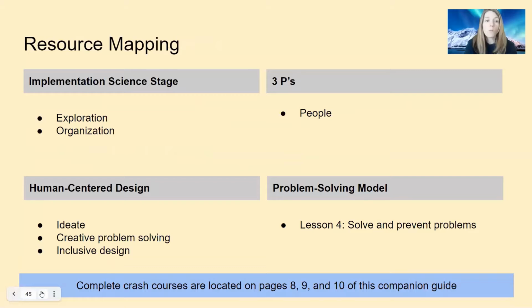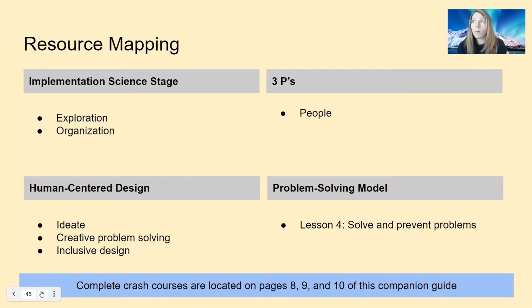Okay, so resource mapping. If we take a look at the crash courses in your original companion guide, but also in this companion guide, they're located on slides 8, 9, and 10. The resource mapping process fits into several different areas of some of the crash courses that we asked you to become familiar with. In terms of the implementation science crash course, resource mapping exists in that exploration and organization phase.